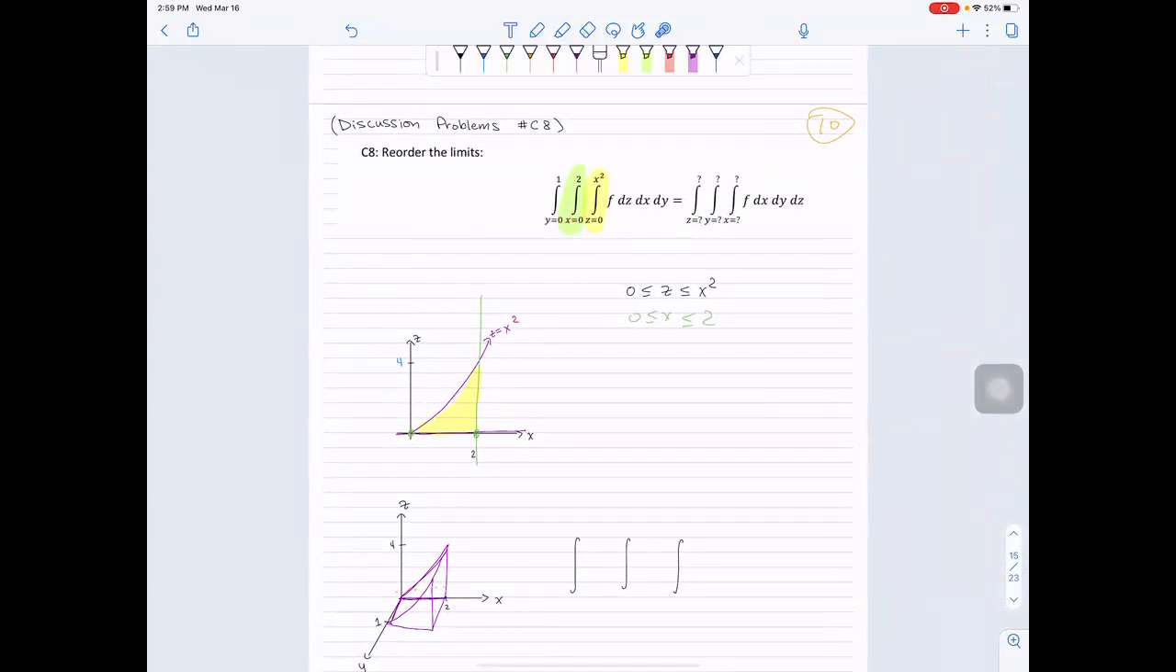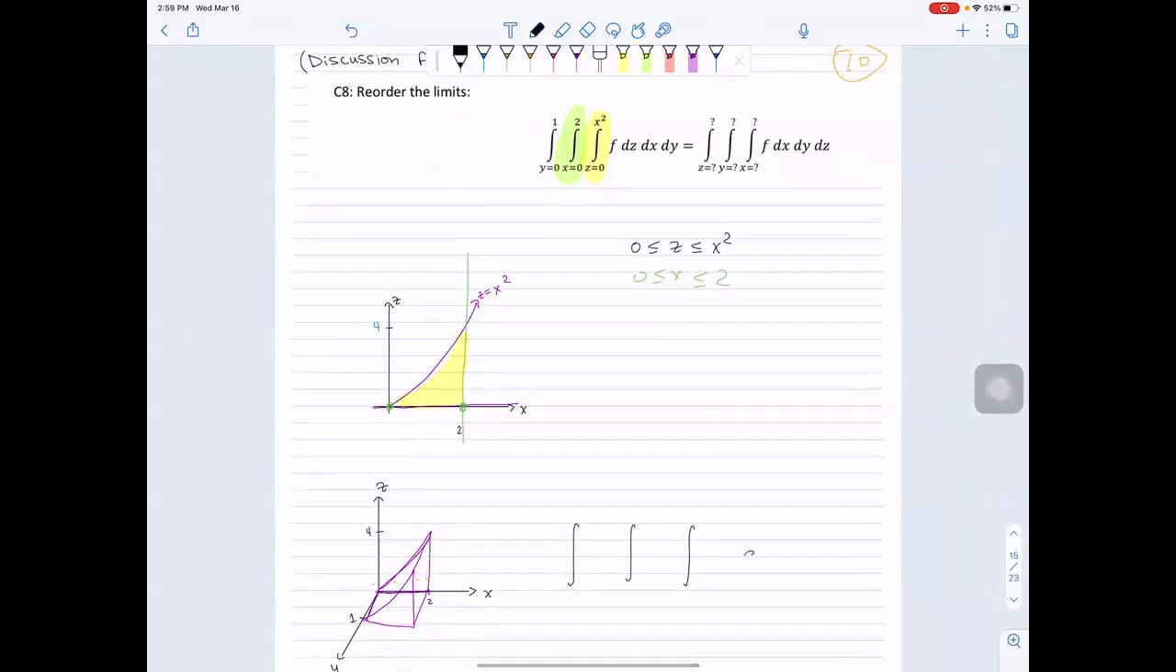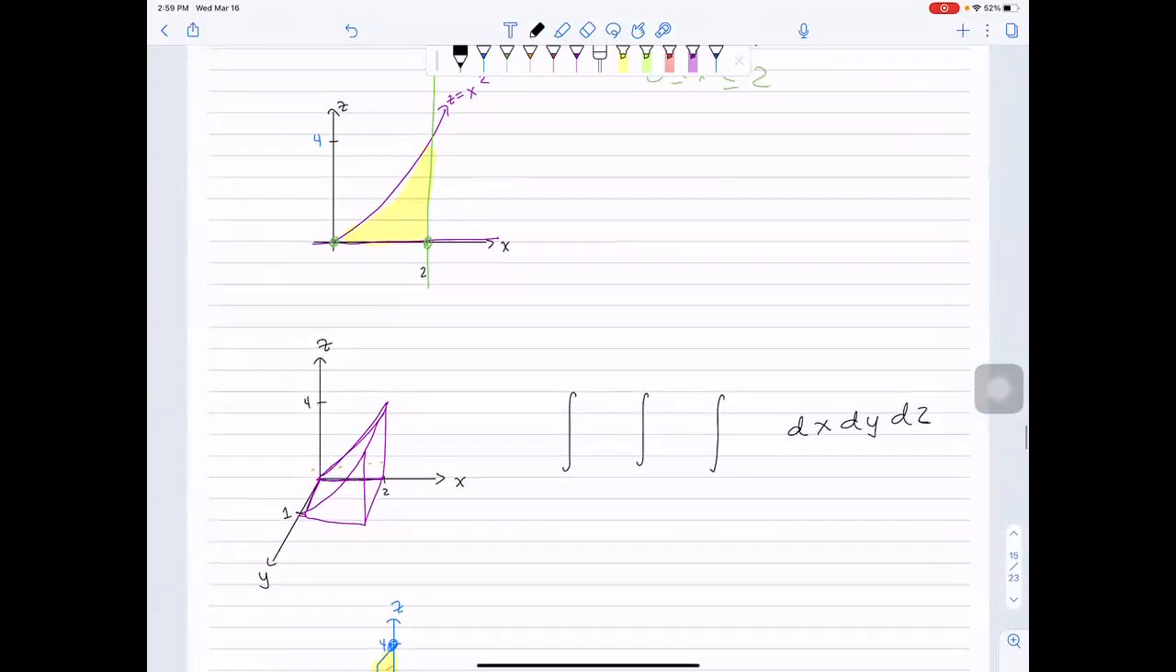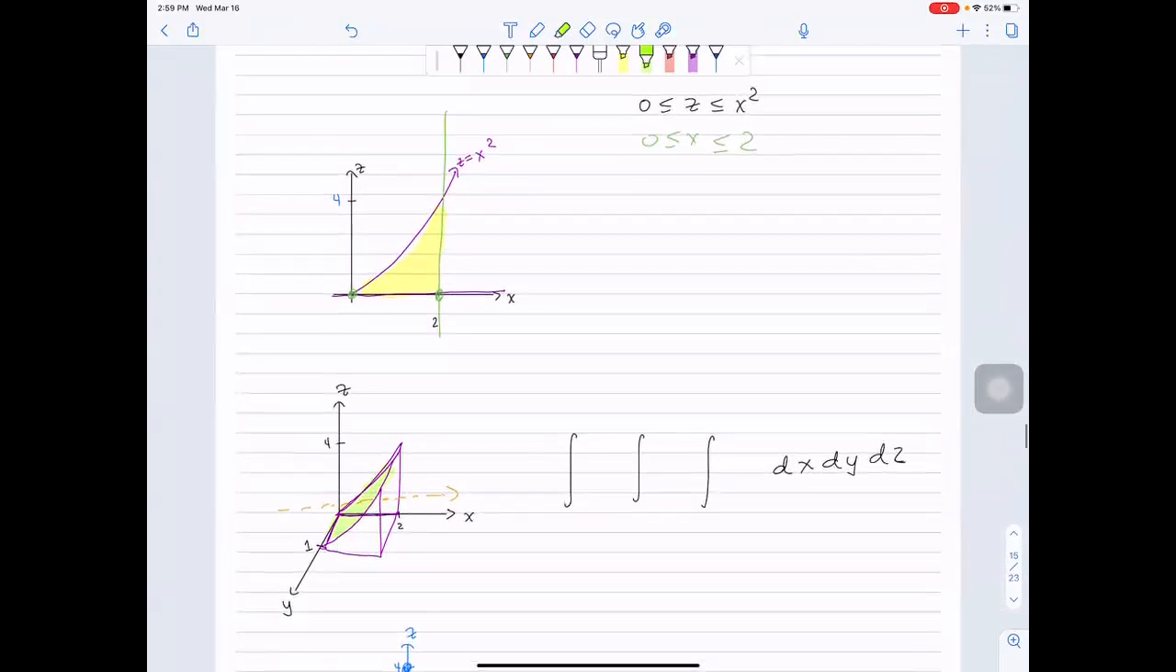Okay, so we're asked to reorder it to dx, dy, dz. So we start in the increasing x direction. So let's draw a line in the increasing x direction. So that's this orange line. So x enters at this curve, this green curvy part. What is that curvy part?